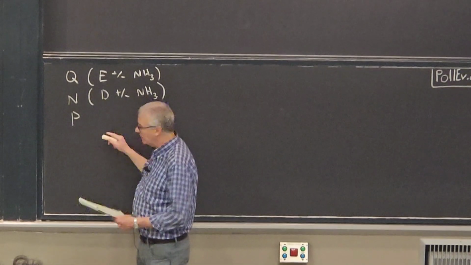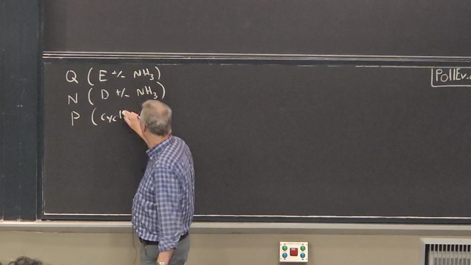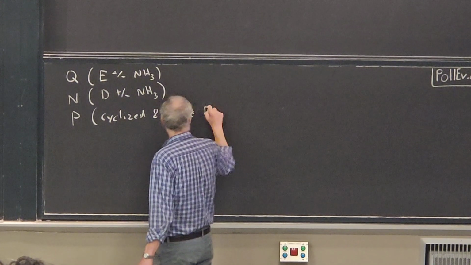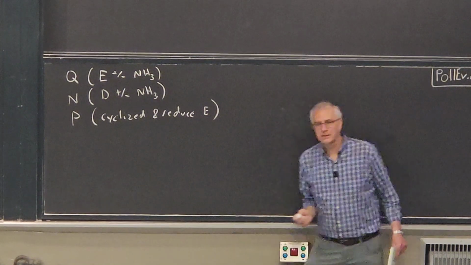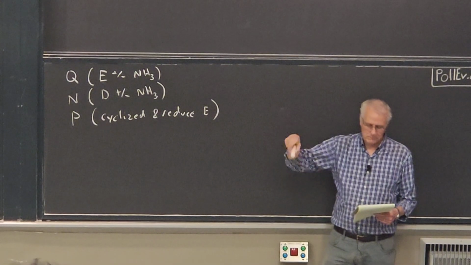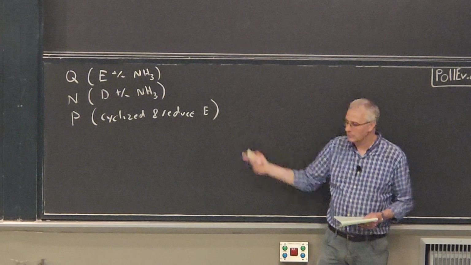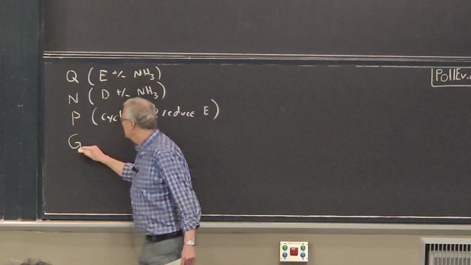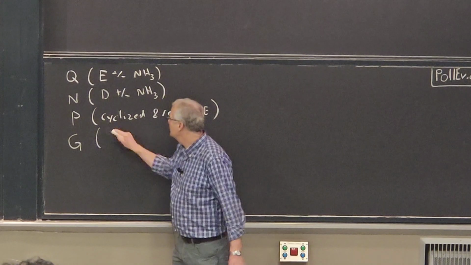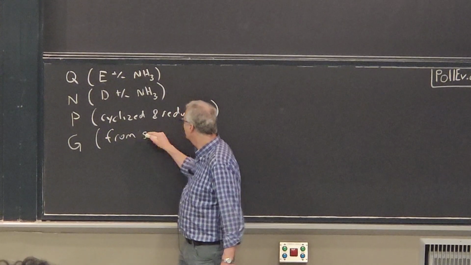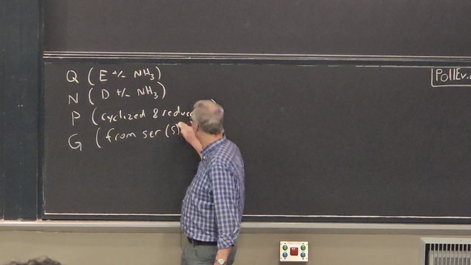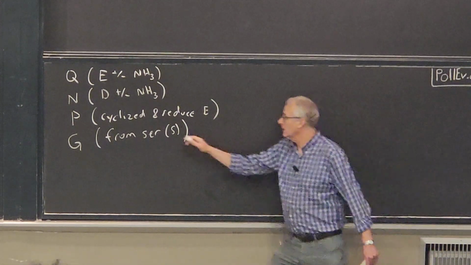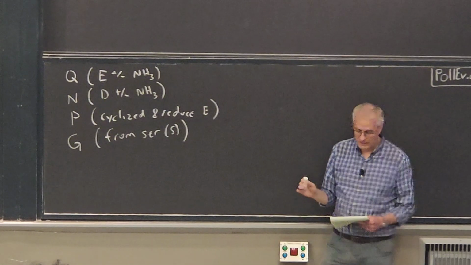Proline, I'll show you this next time. Proline is basically cyclized and reduced glutamate. So proline, I'll show that next class. We'll go through proline, that'll make more sense then. So just realize proline is different. Glycine, you make glycine from serine, okay? We're going to talk about serine metabolism a lot next time. So glycine and proline will come up next time.